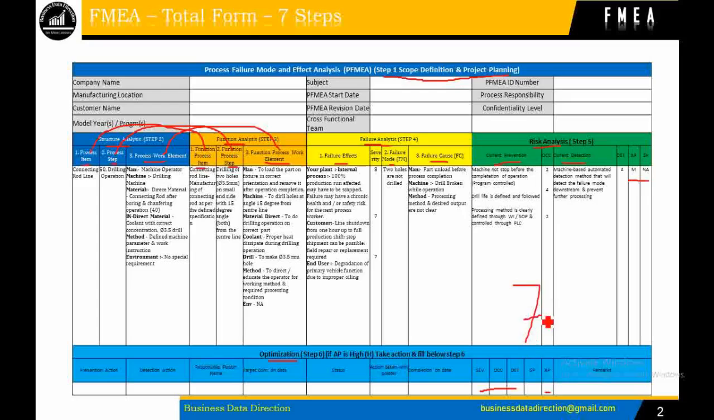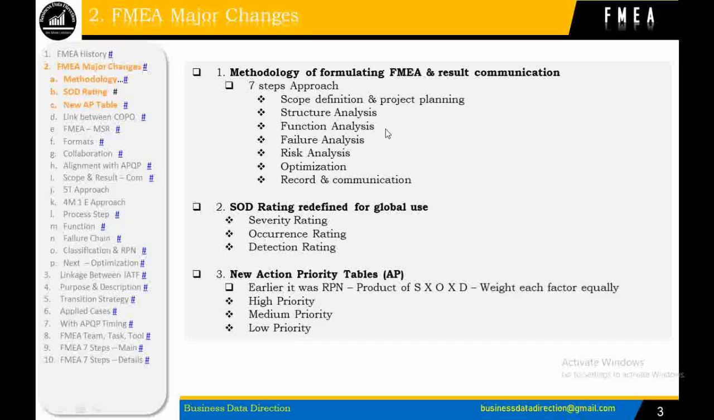And the seventh step is communication, where we have to communicate to top management about the summary of FMEA. So this is the 7-step approach we have seen.